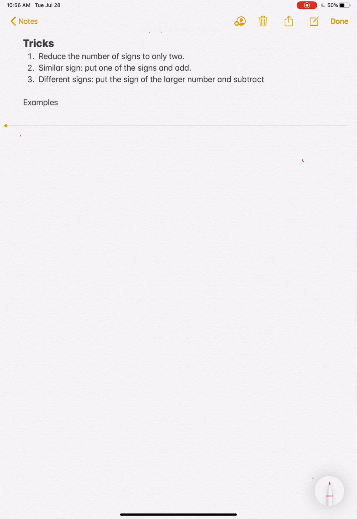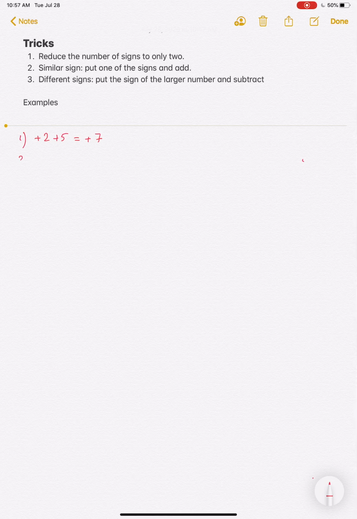The first example, what if we have positive 2 and positive 5? You can write it as positive 2 or plus 2 and plus 5. So according to the first trick, the number of signs is only 2. Now, plus 2 and plus 5, both of them are positive, so they are the similar signs. So we use the second trick. Put one of the signs, which is positive, and then add 2 and 5, the answer is 7.